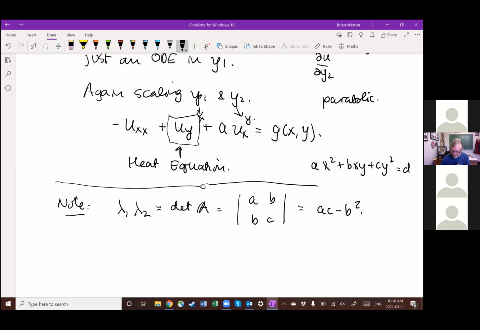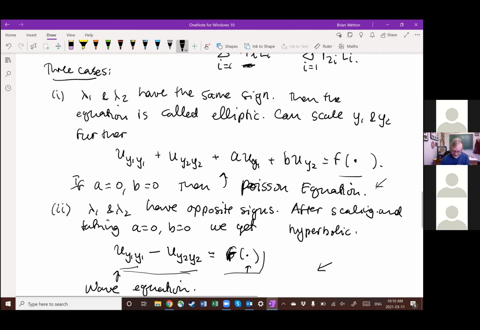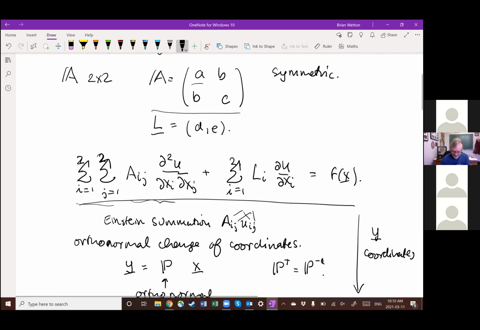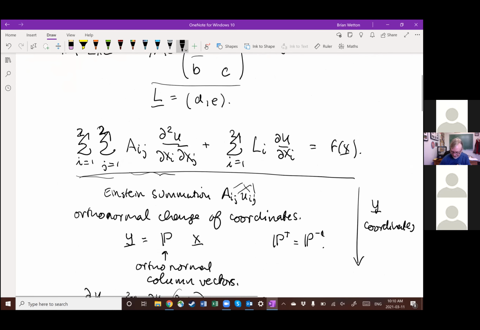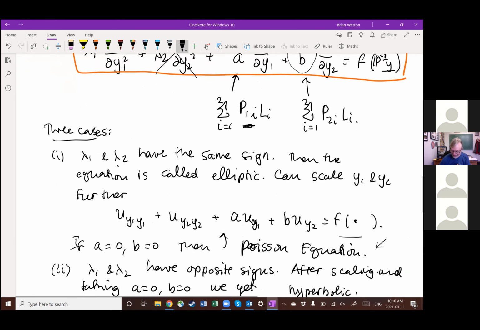So it's easy to determine. And the only thing you have to remember is this B. The way I've done it is half of the coefficient in front of this mixed term. That's the only thing you have to be a little bit careful of if you use this formula.